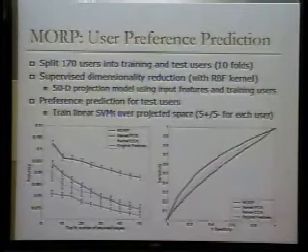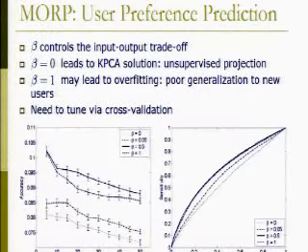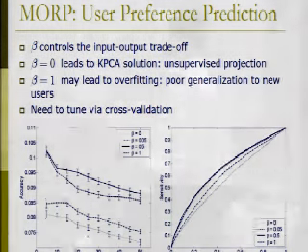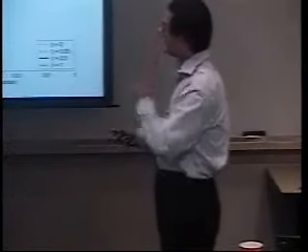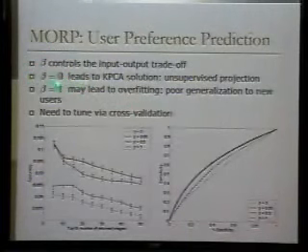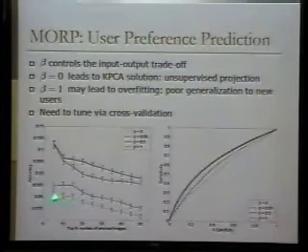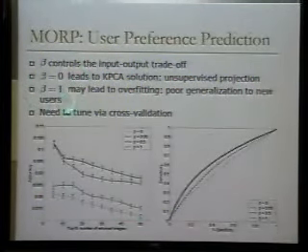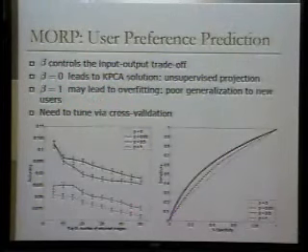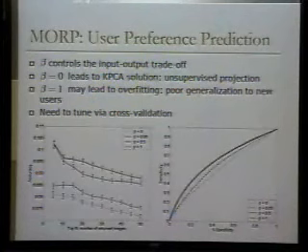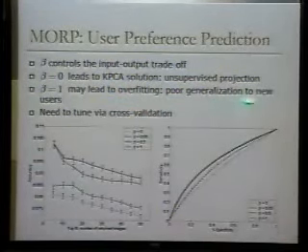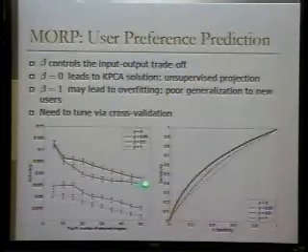This is just one extra experiment for this user preference prediction: how beta influences this projection. If we let beta be 0, this leads to just a kernel PCA solution. This is basically the unsupervised case. And if beta equals 1, then you constrain the cost to focus only on the output, but the mapping is still linear in terms of input. This may lead to overfitting, because if you want to generalize to new users, this gives you very poor results.